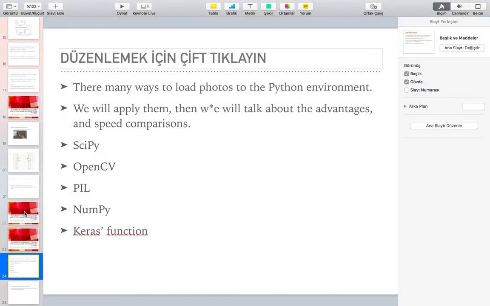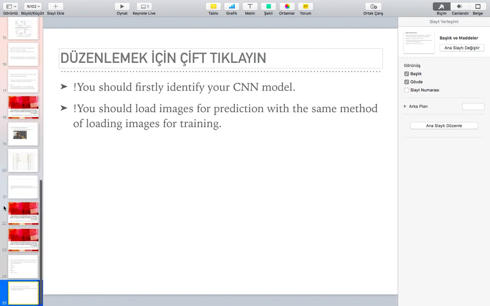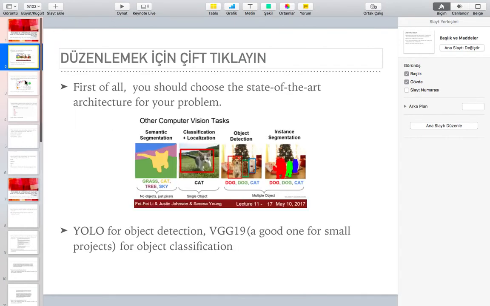Now the case is for OpenCV, and I think that first we will need to talk about, as we talked about in the first slides, that first of all, we should choose the state-of-the-art architecture for our problem. So we are trying to classify images of cats and dogs, and this is actually classification, only classification, so we can choose a state-of-the-art method for a classification problem.